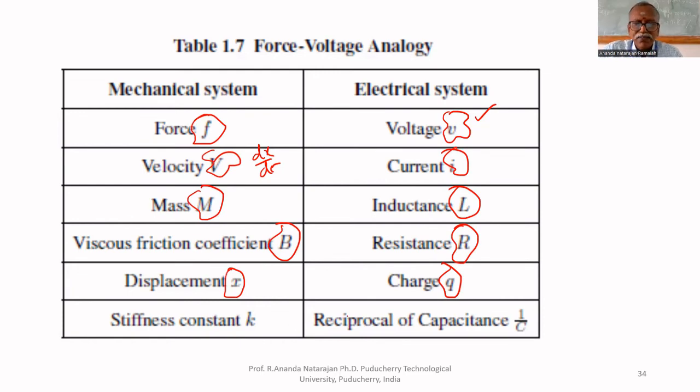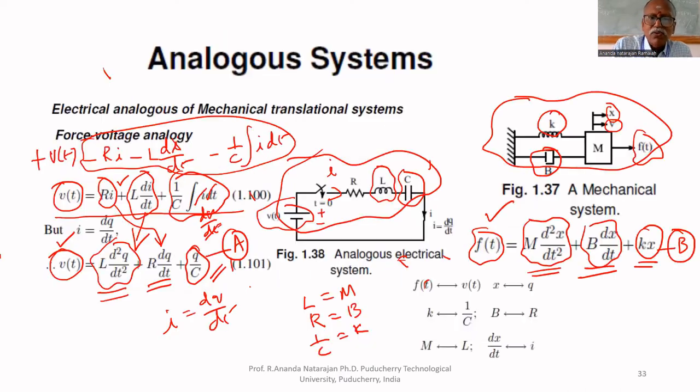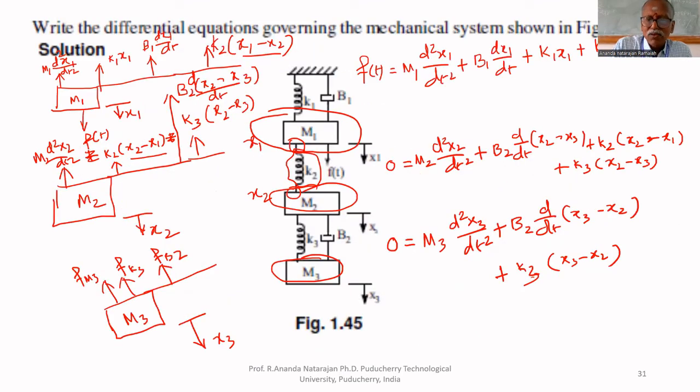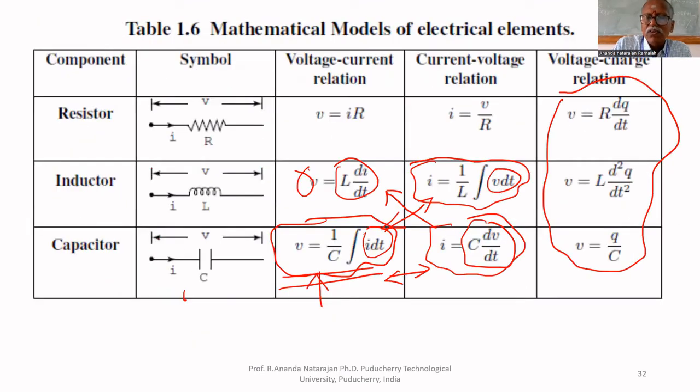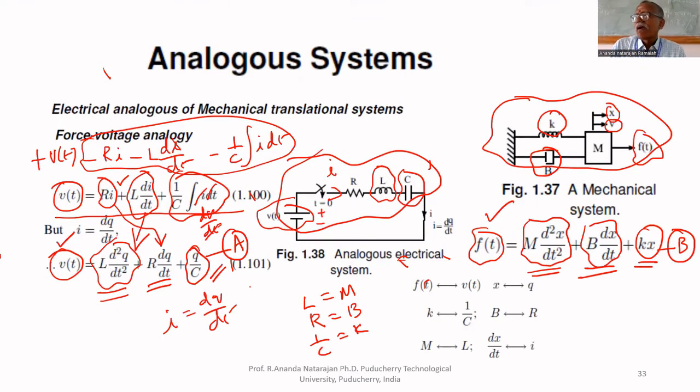Here stiffness constant K means 1 upon C. Therefore, C equals 1 by K. To find C, we have to find 1 by K. That's all. You will get the electrical equivalent circuit. Now let us find the electrical equivalent. Already we found the electrical equivalent circuit for this system.